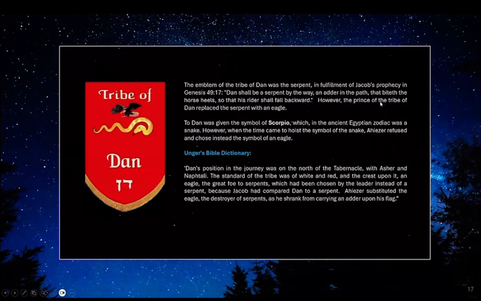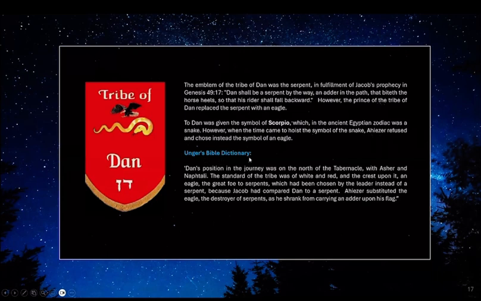However, the prince of the tribe of Dan replaced the serpent with an eagle. Okay, so it was the prince of Dan that did this. It wasn't the Most High that did this. So that's the first point. To Dan was given the symbol of Scorpio, which in the ancient Egyptian zodiac was a snake. However, when the time came to hoist the symbol of the snake, Ahiezer refused and chose instead the symbol of an eagle. Now that's interesting. I mean, there's some documentation for you. But this was the prince's doing. Ahiezer, he refused to do what God told him to do, and he changed it to an eagle.